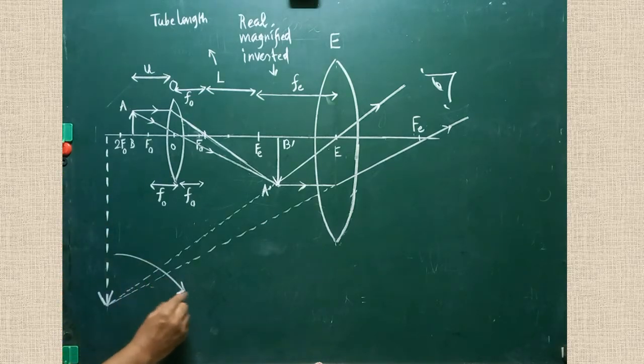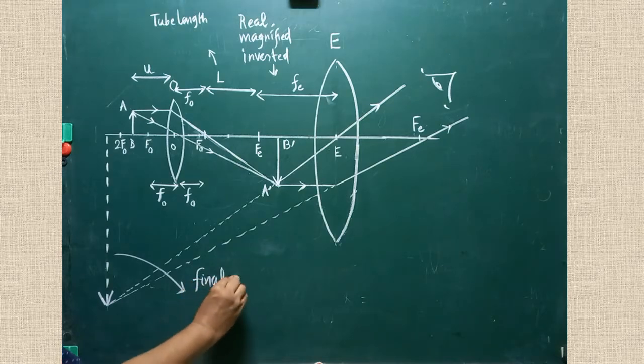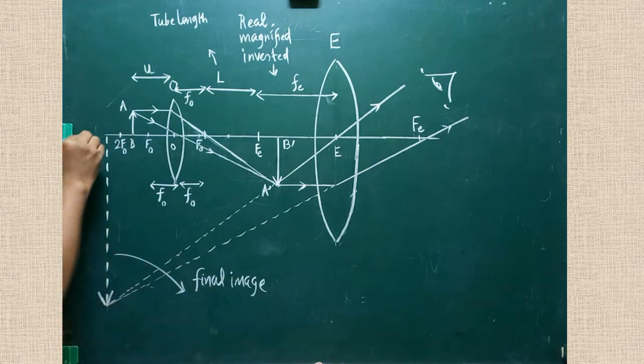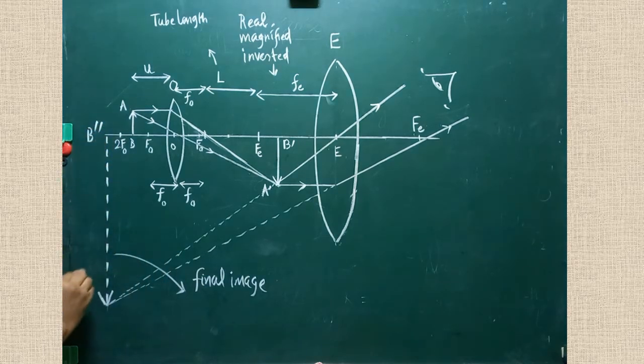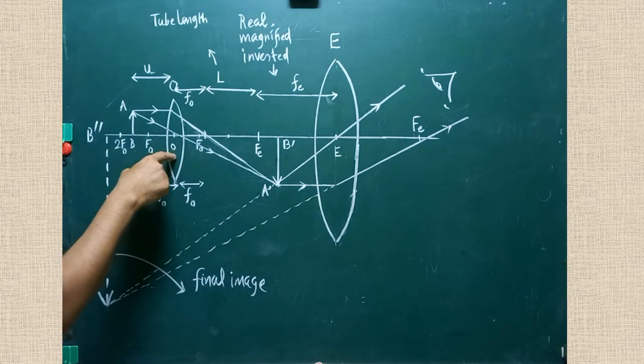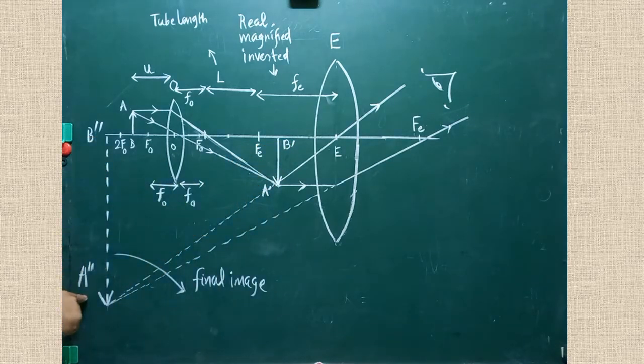I will write it here. This is the final image, and it can be named B double dash, A double dash. This is AB, no? Clear. This one was magnified by the first lens, the objective. That one was named B dash, A dash. The final image can be written as B double dash, A double dash. Can you understand the point?